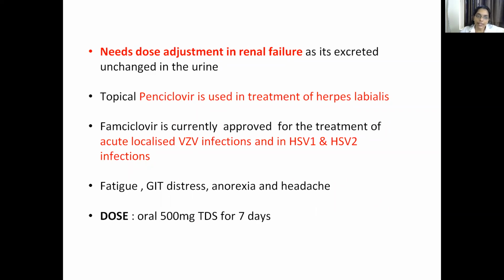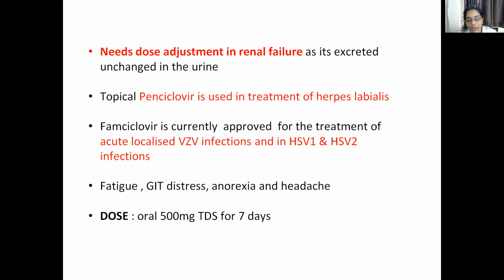What are the uses? Penciclovir is used to treat herpes labialis. Famciclovir is approved for the treatment of acute localized varicella zoster virus infections and in HSV1 and HSV2 infections. The toxicity includes fatigue, GIT distress, anorexia and headache. The dose is orally 500 mg TDS for 7 days.